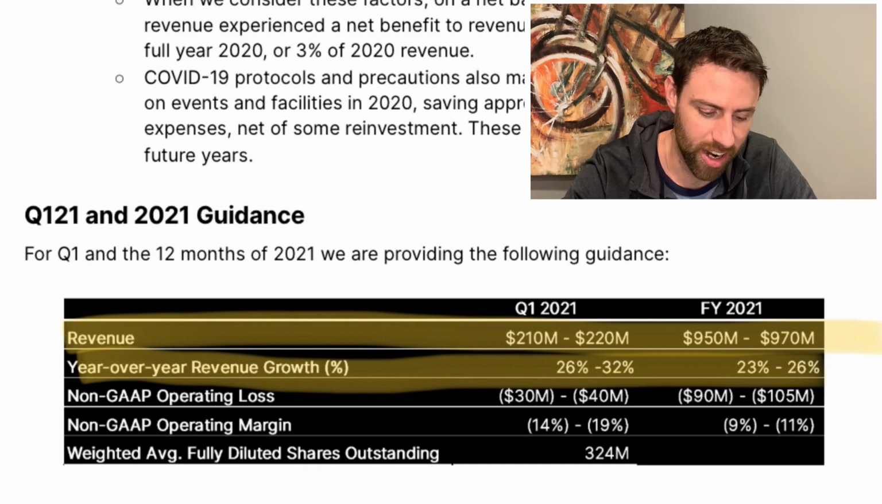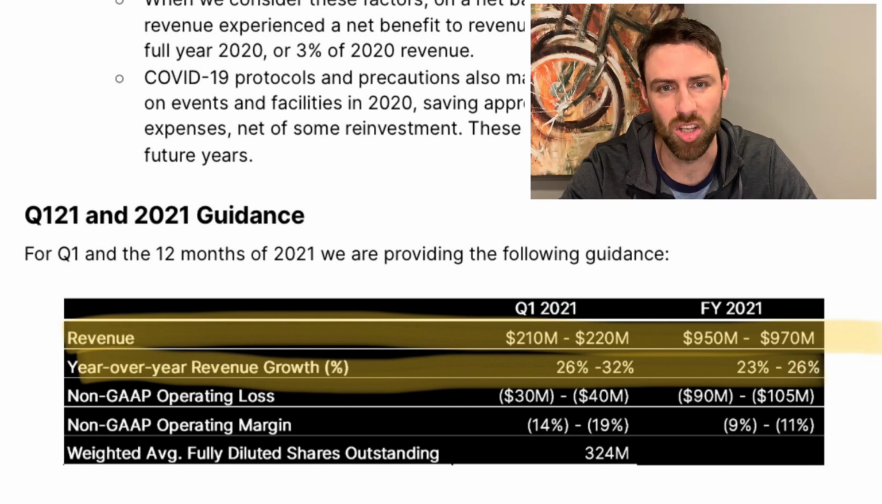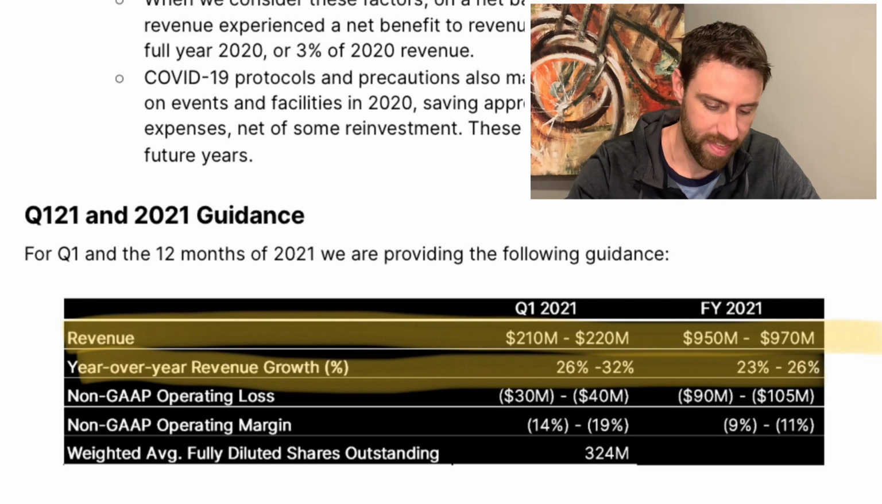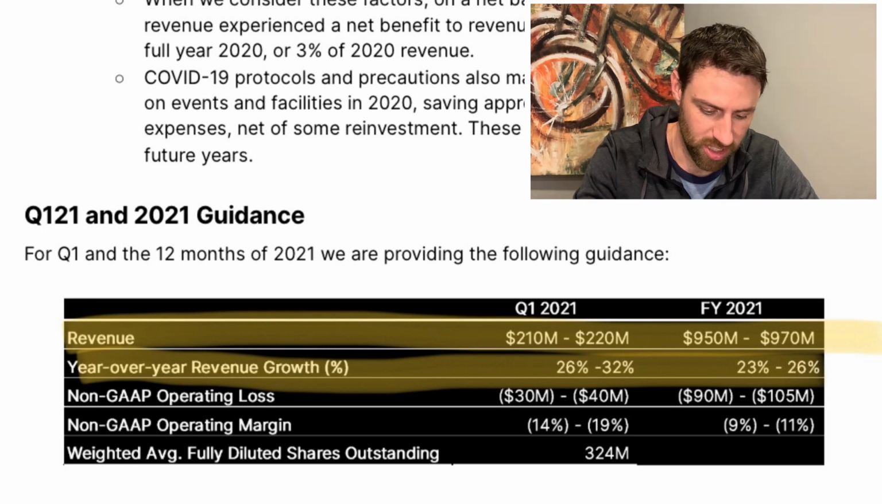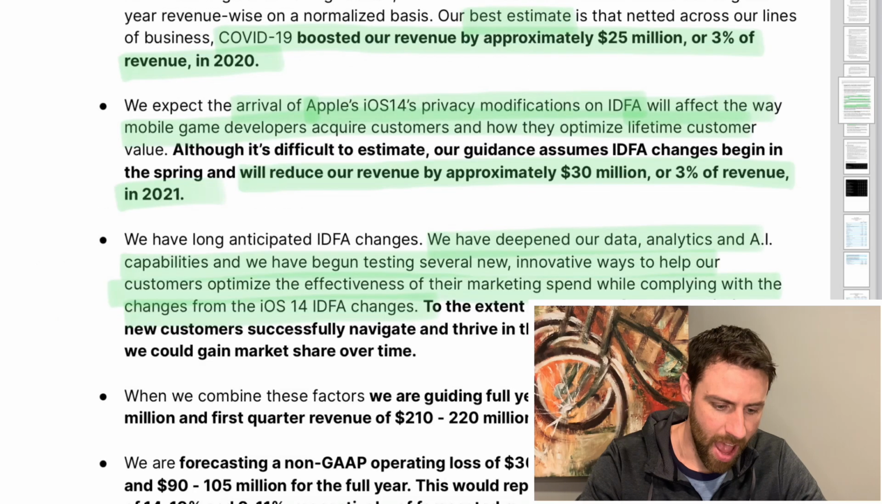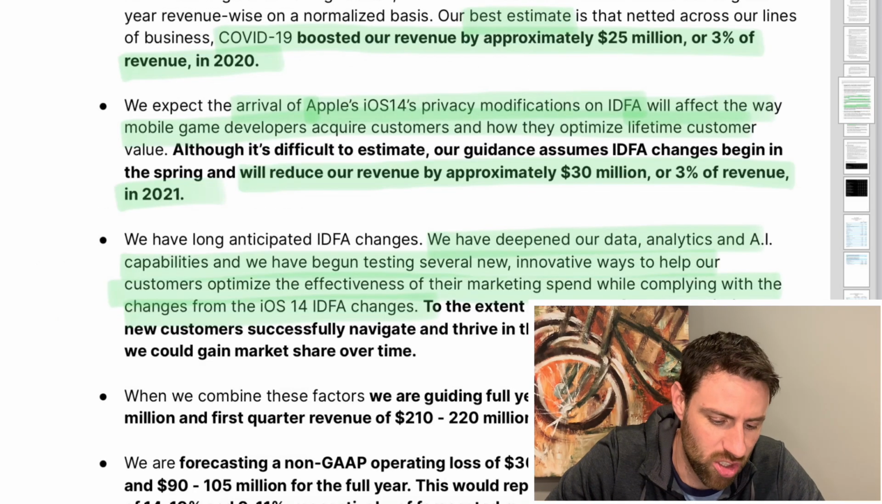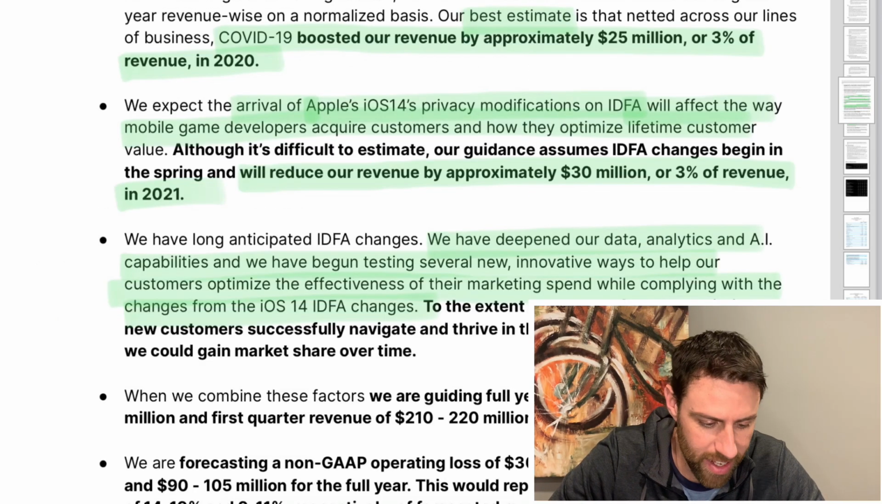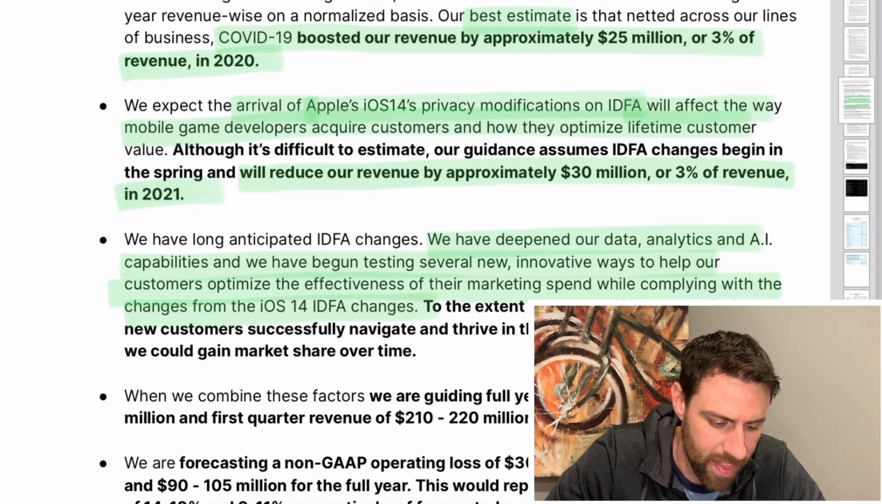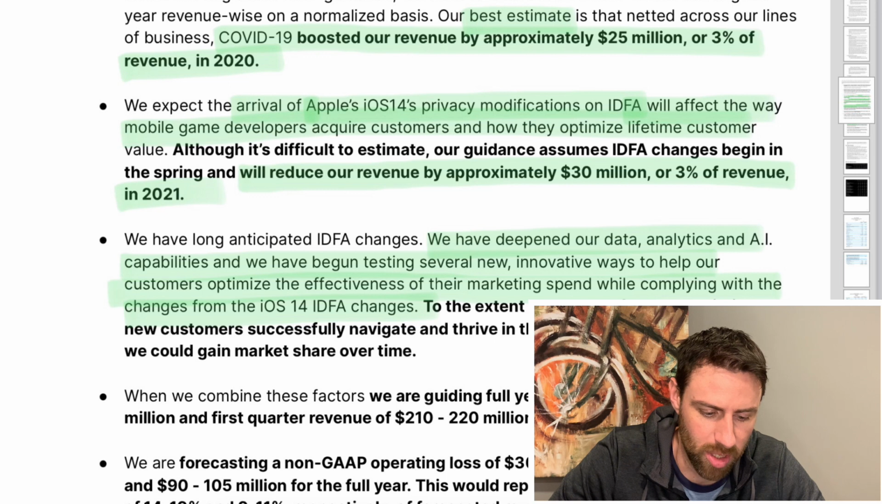So the fact that they're showing guidance for a range lower than that, I think raised a bit of red flags. Given that the stock had been on such a run, I think that was just a little worrisome to investors. And they gave a little bit of color as to the rationale for their guidance. They estimate that COVID-19 in 2020 boosted their revenue by approximately 25 million or 3%.